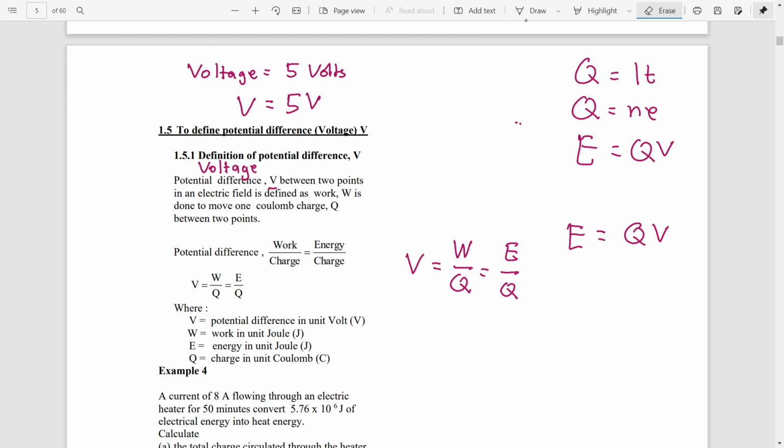Tapi ingat, bila kita nak define, we just need to rearrange. Contoh macam ni tadi, I susun balik I sama dengan Q bahagi T. So boleh define current, charge flow, rate of charge flow. Yang ini kita nak dapat definition untuk V. So V equals to, kita susun balik, V as our subject, E divided by Q. Kita ada apa dah? E energy, Q charge. So energy required to move 1 coulomb of charge from one point to another point, ataupun work done required to move 1 coulomb of charge between 2 points.